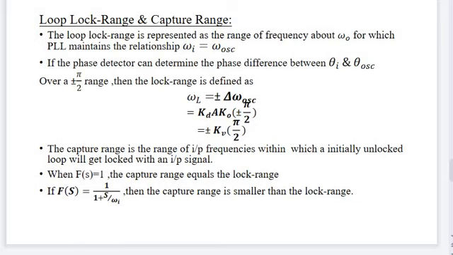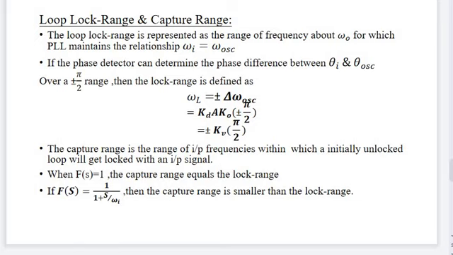Loop lock range and capture range. The loop lock range is the range of frequency about ω0 for which the PLL maintains a relationship between ωI equal to ω oscillation. The phase detector can also determine the phase difference between θI and θ oscillation over a plus or minus π/2 range.